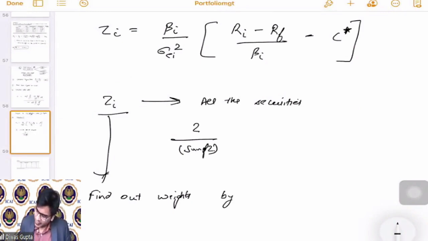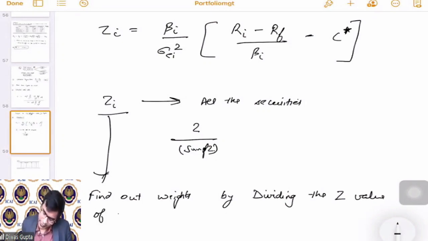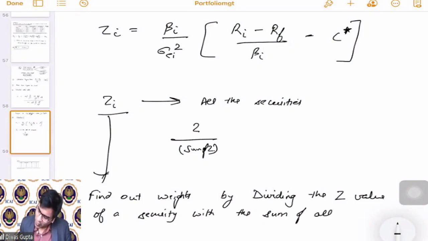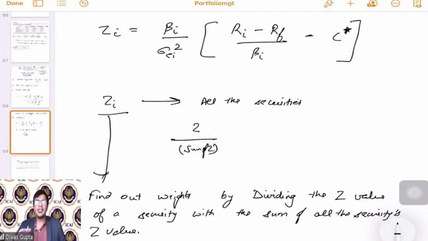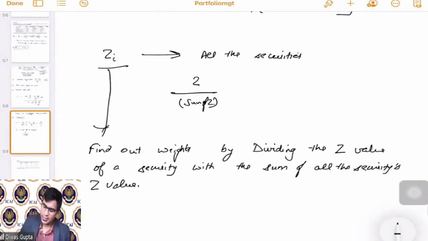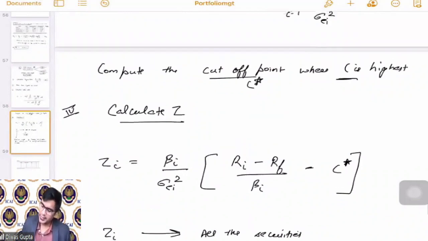By dividing the Z value of a security with the sum of all the securities' Z values. This is where our calculation will end.